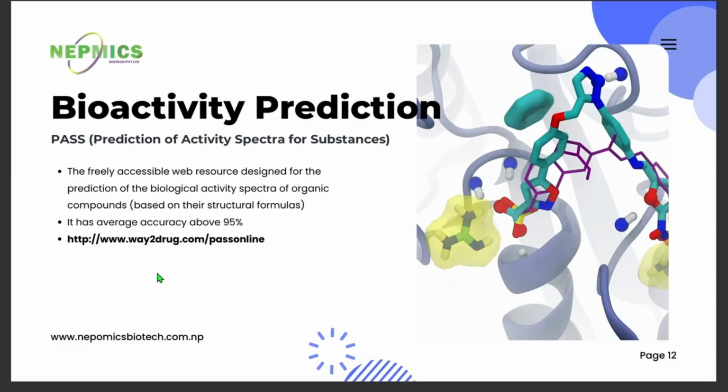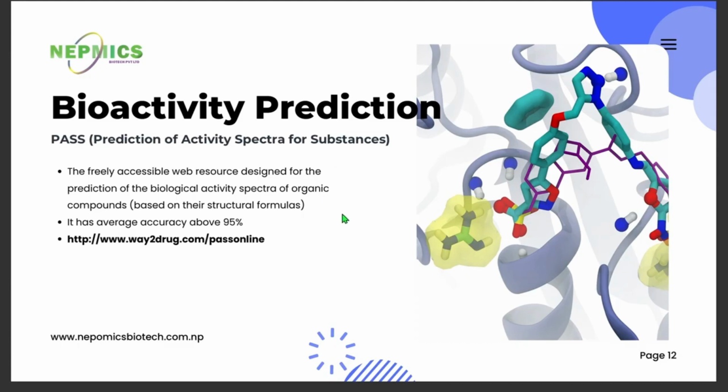Next is bioactivity prediction. If you have a ligand molecule and you do not know its bioactivity, then you can easily use the PASS online tool to predict the bioactivity. It is based on the structure information of the ligand molecule. You can say NMR has been done, and the spectral information is gathered through NMR data. Based on that data, the bioactivity prediction is done using PASS.